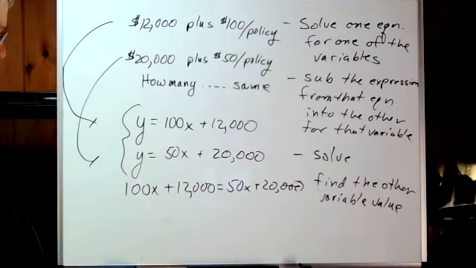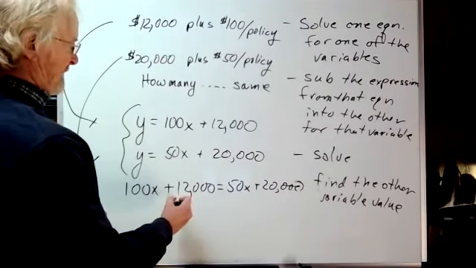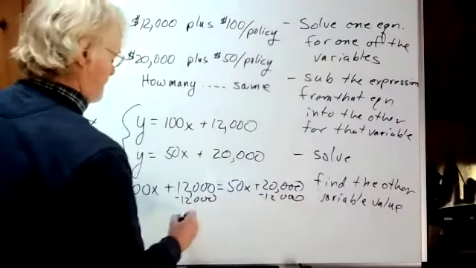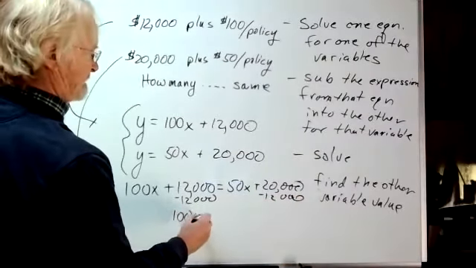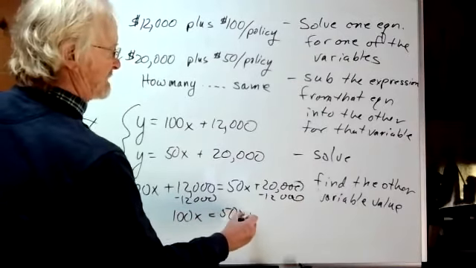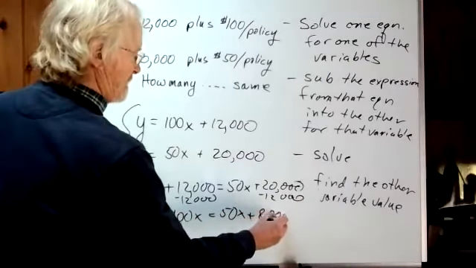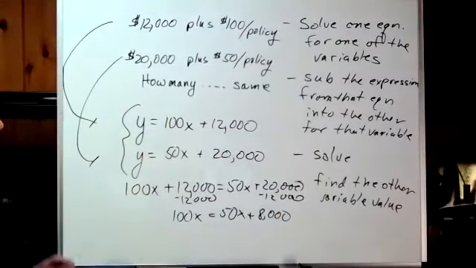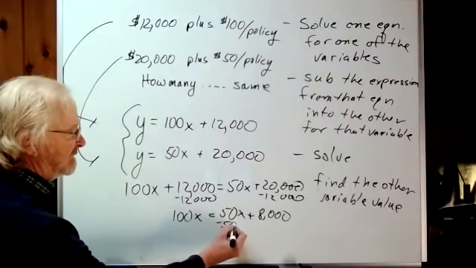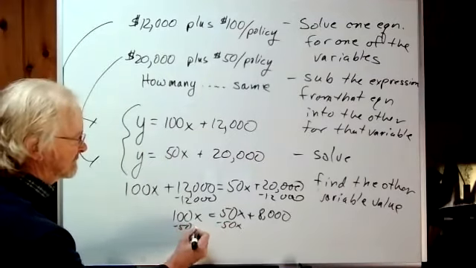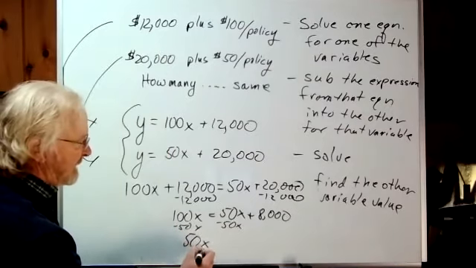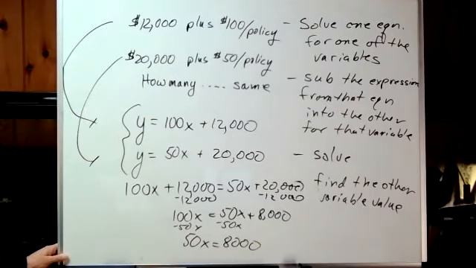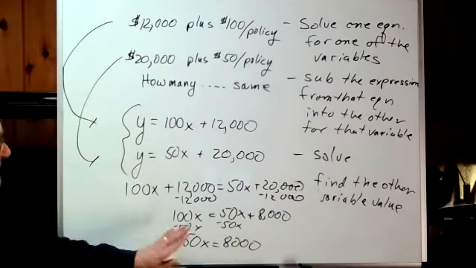Okay. How about I'm going to subtract the 12,000 and get 100x equals 50x plus 8,000. If the numbers got really messy, of course, I'll have a calculator. And I'll subtract the 50x. So 50x is left, has to equal 8,000, and I can divide both.